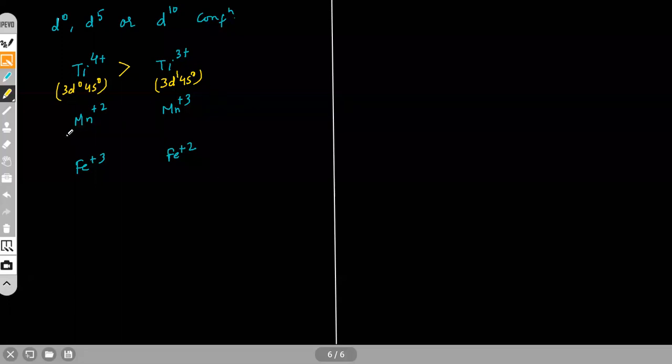Here, Mn plus 2, the configuration is what? 3D5, 4S0. And this is 3D4, 4S0. So again, D5 configuration is more stable. Order will be this. Fe3 plus again has 3D5 configuration, 4S0. Fe2 plus, we have 3D6 configuration, 4S0. D5 is more stable. This is the order.